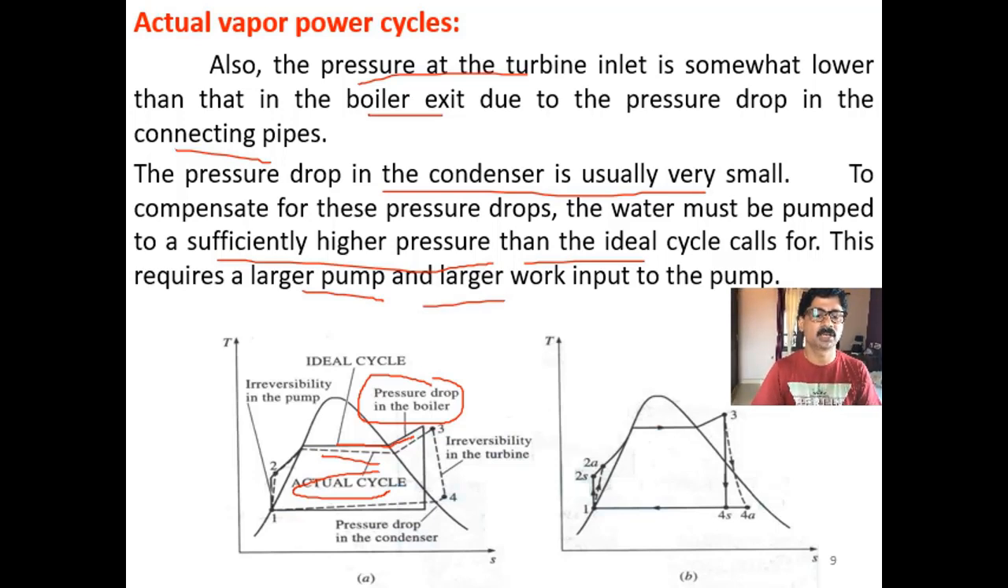Now come to the condenser. So here also you can see there is some pressure drop in the condenser, right? So this accounts for the requirement of supply of water at high pressure using a pump. That means if you want to supply the water at high pressure, it requires a larger pump and also a larger work input.